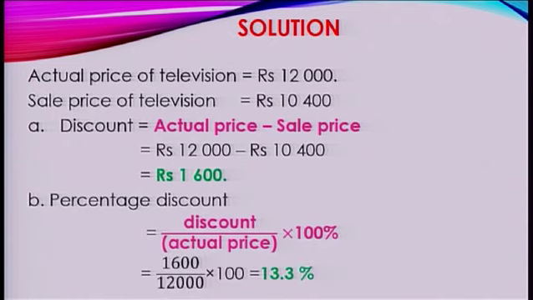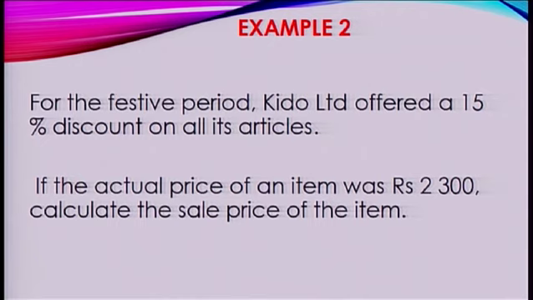Now, to find the percentage discount, it's simply discount over the actual price times 100%. That is 1,600 over 12,000 rupees times 100, which is 13.3%. We take another example. For the festive period, Kido Limited offered a 15% discount on all its articles. If the actual price of an item was 2,300 rupees, calculate the sale price of the item.